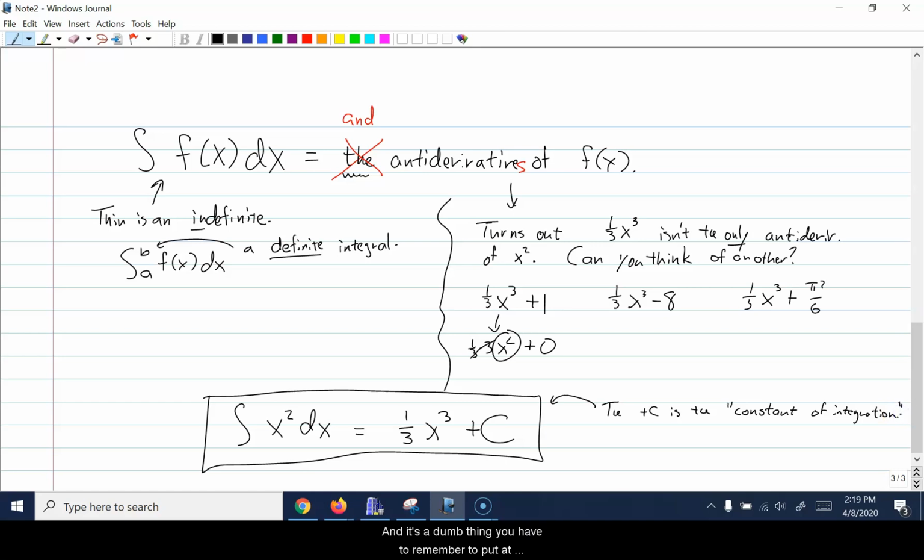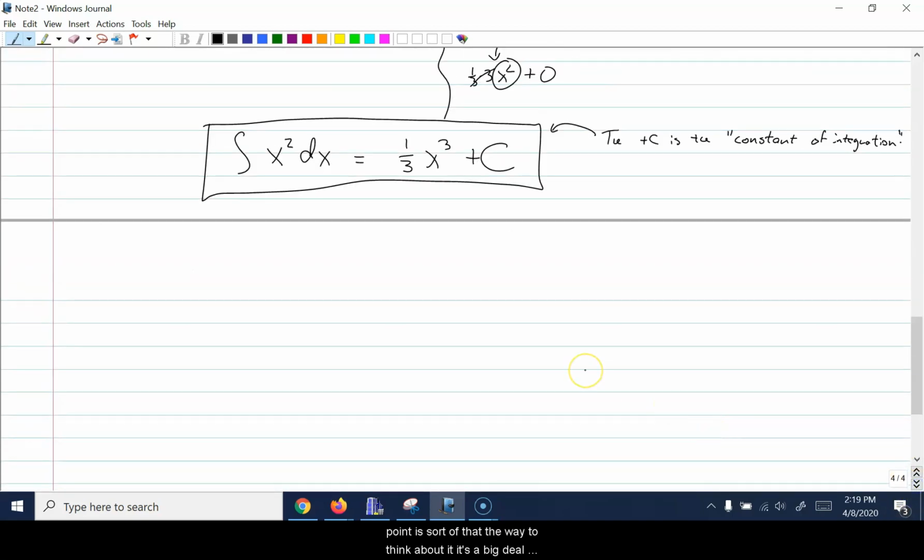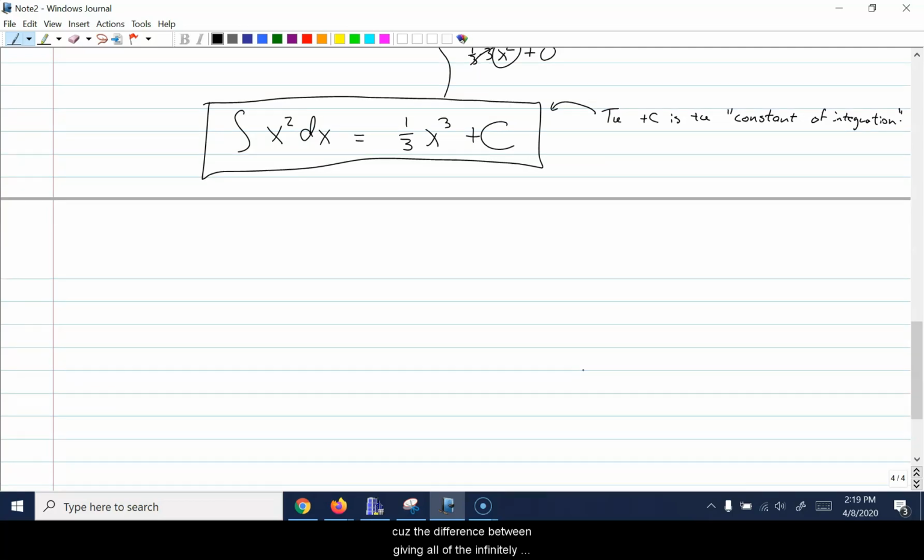And it's a dumb thing you have to remember to put at the end of your integral problems, or else you lose a point. That's sort of the way to think about it. It's a big deal because it's the difference between giving one solution and giving all of the infinitely many solutions. But it's a goofy thing to have to remember.